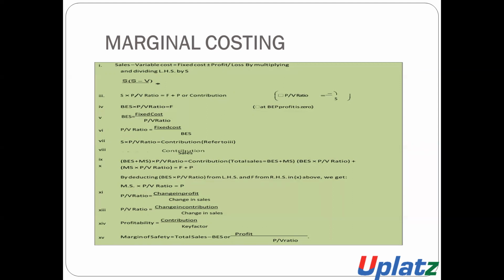Other formulas are: break-even sale is equal to fixed cost divided by PV ratio. PV ratio is equal to fixed cost divided by break-even sale. Contribution is equal to sales into PV ratio. PV ratio is equal to change in profit divided by change in sale. These are the variances of the formulas.